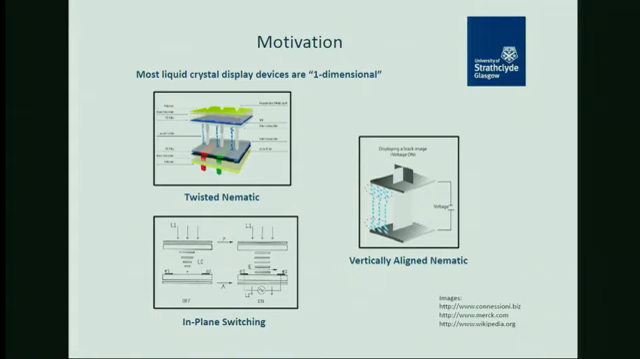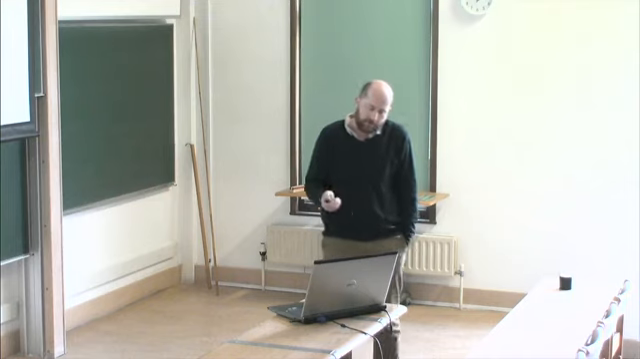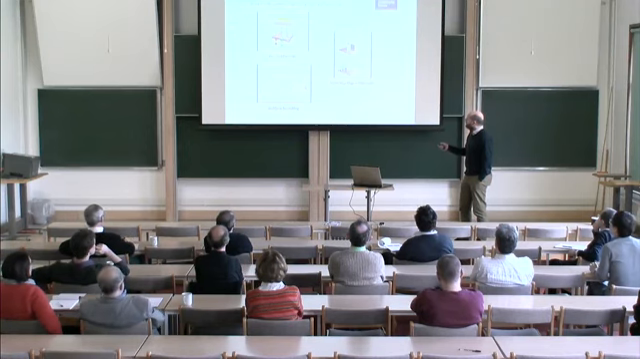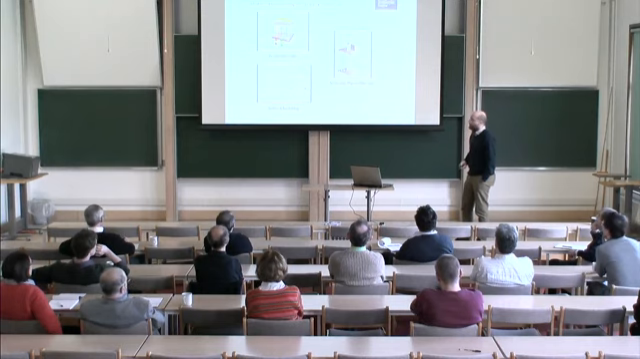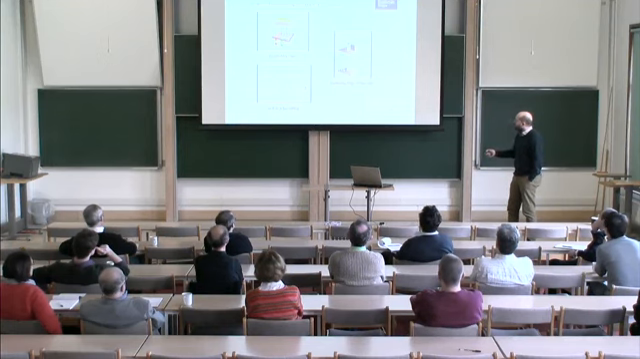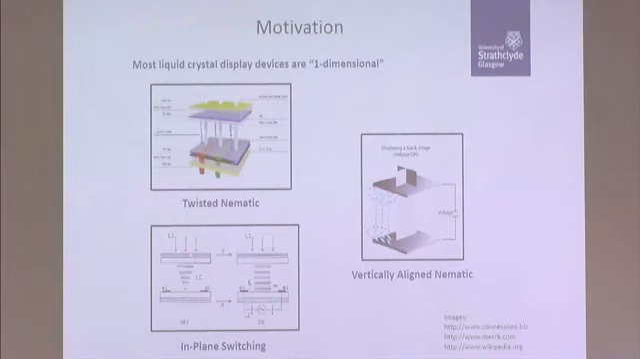Okay, and all these things are one-dimensional in that through the cell, in what I'm going to call the Z direction, that's the only direction where there's variation in the director. In different modes, this is a twisting state, and in the in-plane switching, the distortion only happens very close to the boundary.